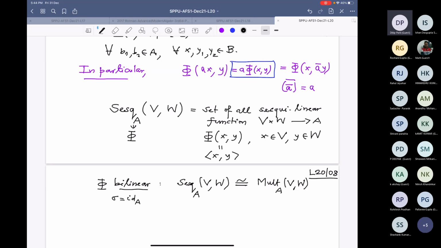All right, so if A equals C, remember, I have no choice, I will only take sigma to be the complex conjugation. And if A equals R, I have no choice, I will take sigma equal to the identity on R. In that case, we say complex sesquilinear, and in that case, R sesquilinear. All right, its time is coming.